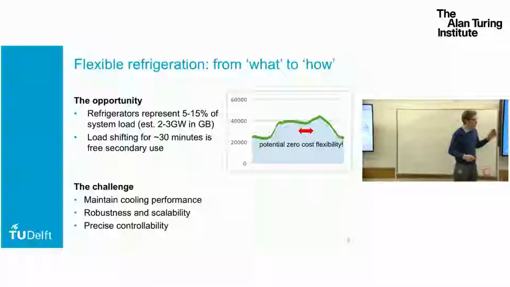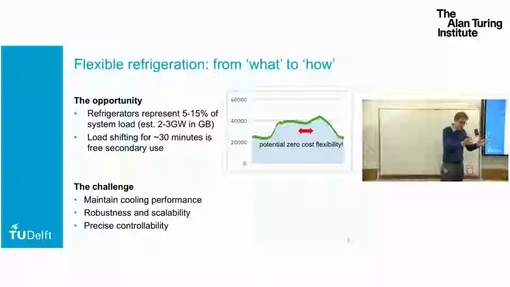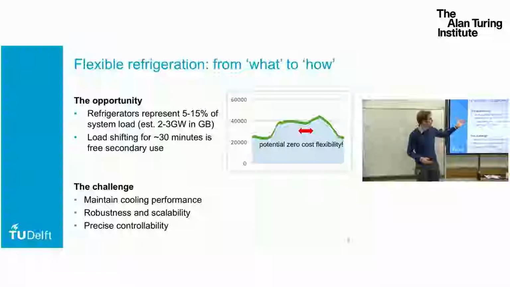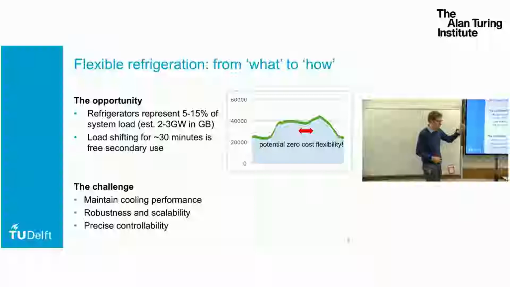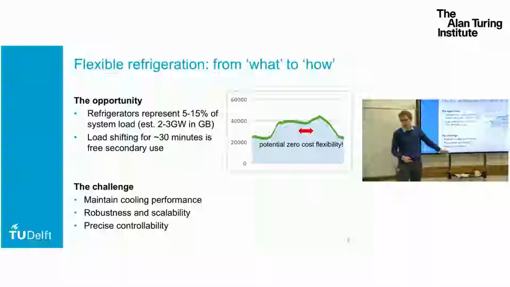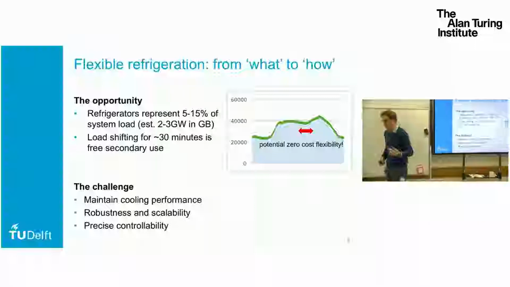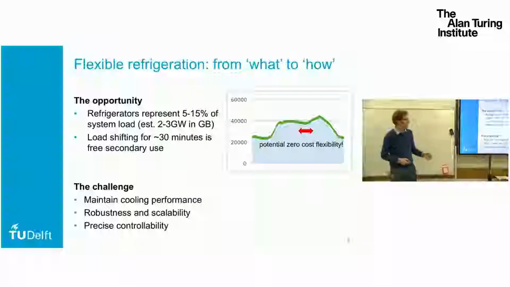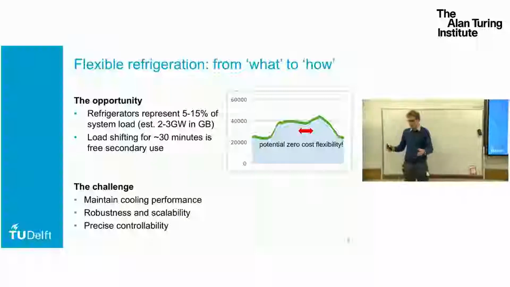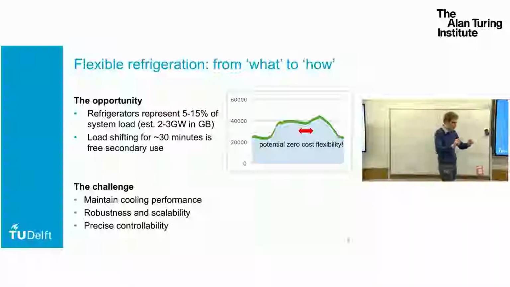Okay, so refrigeration. Why? That's one fridge. We can shift something. So why is it interesting enough for us to be looking into? Well, the opportunity is quite large actually. If you look at all the fridges, and again, I should still update my numbers to get them a bit narrower, you get about 2 to 3 gigawatts of refrigeration load in the GB island system. Depending on the time of day and the time of year, you're looking at about 5 to 15% of system load. So that's significant. And that's always on. That's the second bit: it's always on, it's always there.